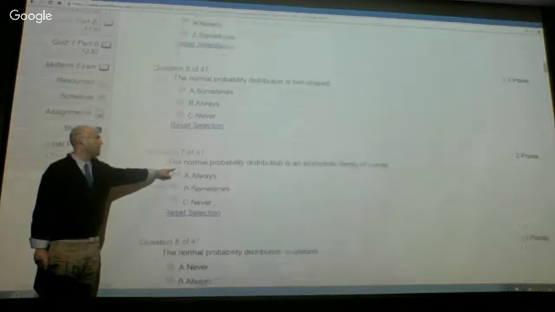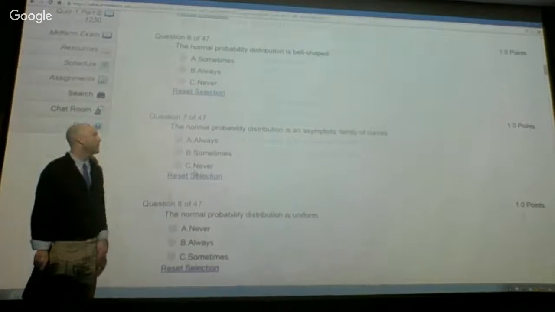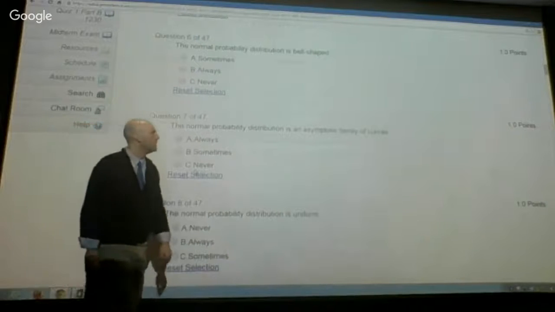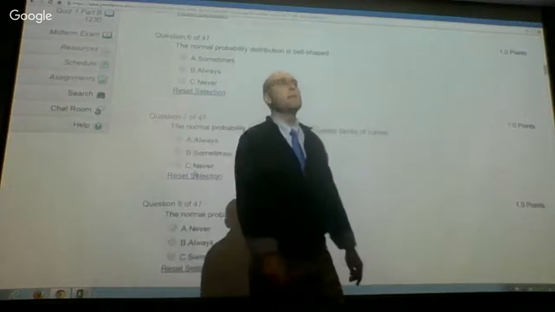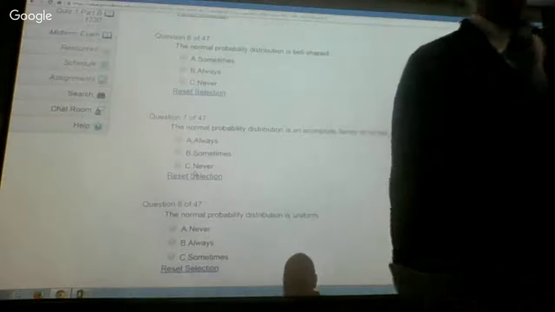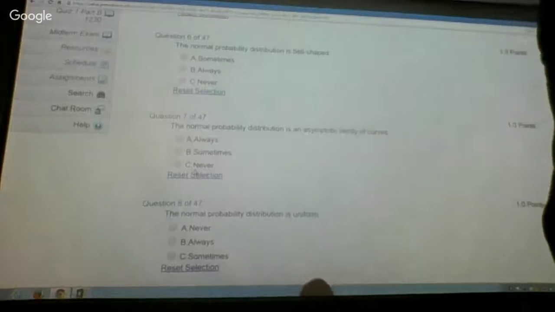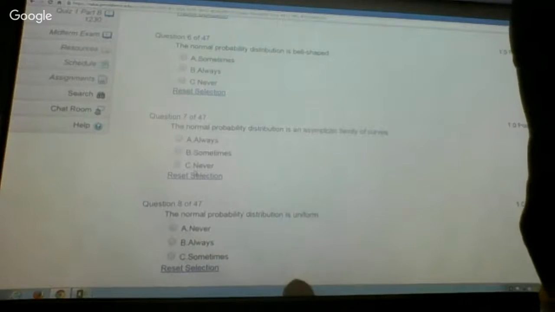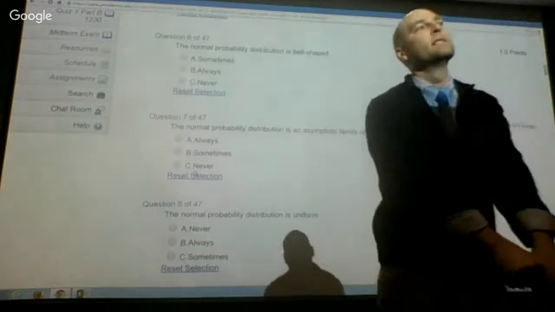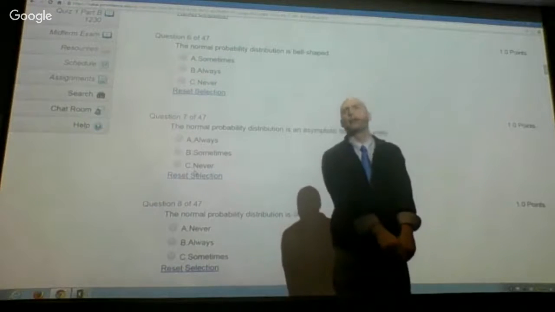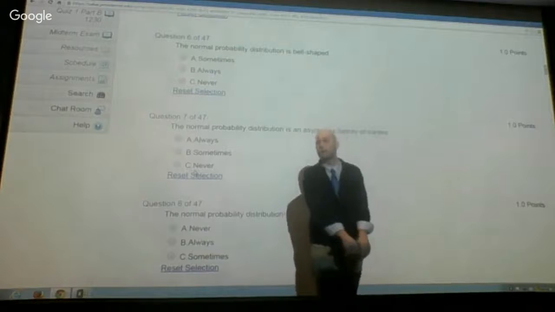Let's add a little more here. The normal probability distribution is an asymptotic family of curves. Asymptotic. What does asymptotic mean?